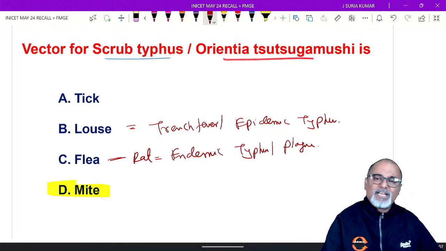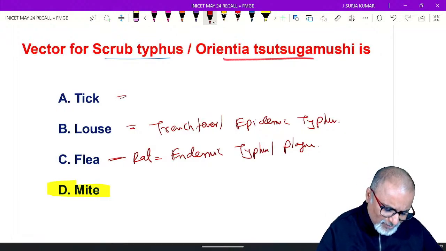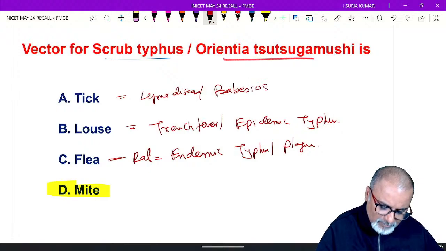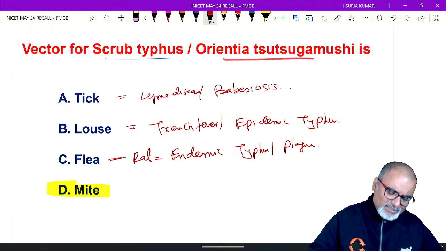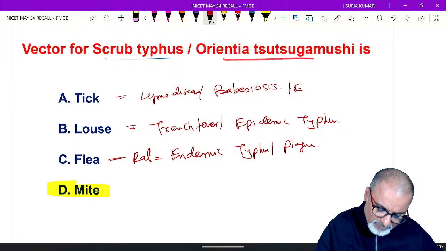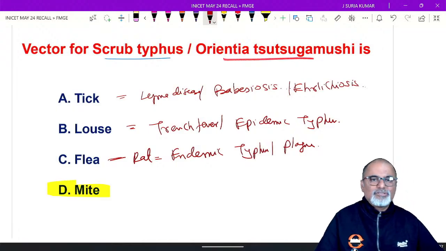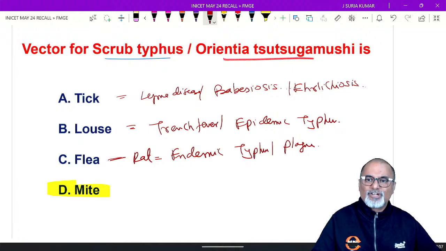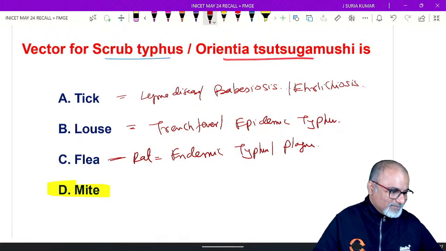Epidemic type of relapsing fever. Tick is the vector for many things: Lyme disease, babesiosis, ehrlichiosis, tularemia, and KFD, Kyasanur forest disease. Many things for which tick is the vector.